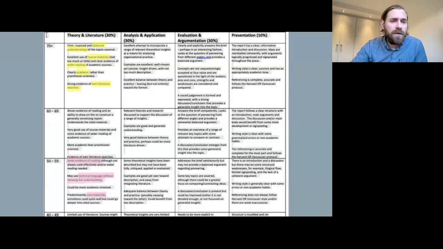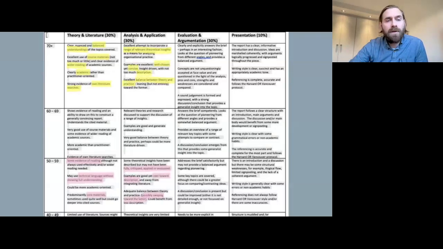So you notice with the 50 to 59s, we've got some evidence of reading using technical language, mainly using the core material. So not just using course materials, but mainly using the core material. So these ones will be more focused on just what's been covered in the lectures. So that's theory and literature. And then we move on to analysis and application.